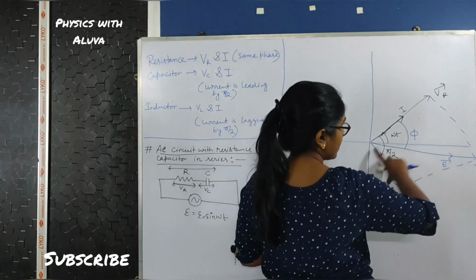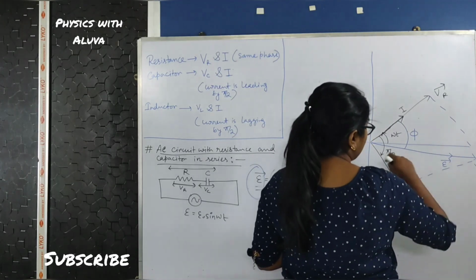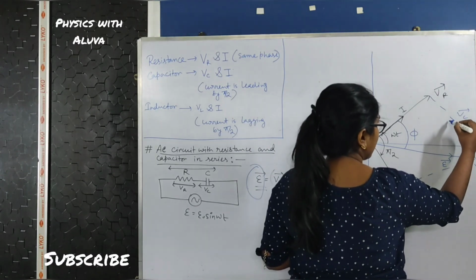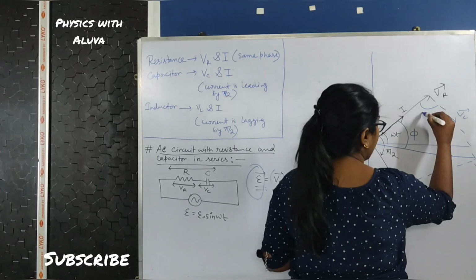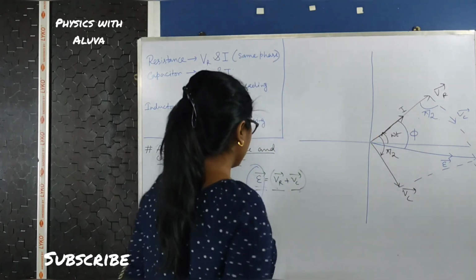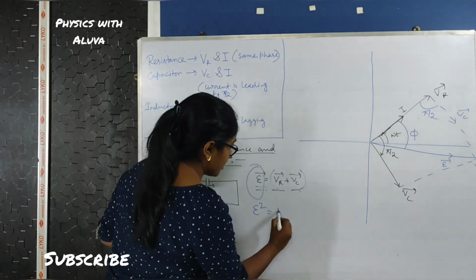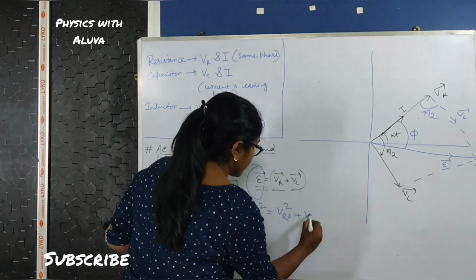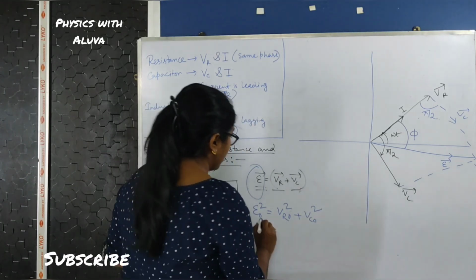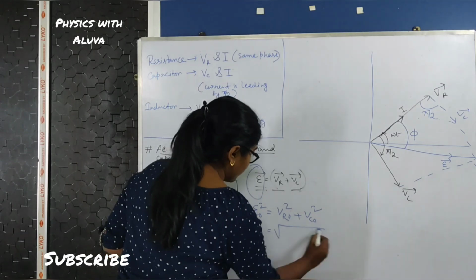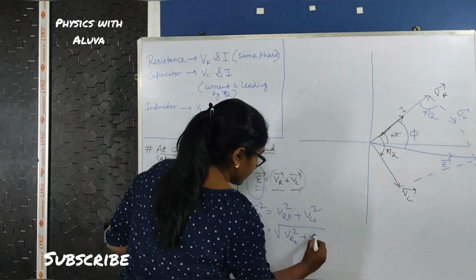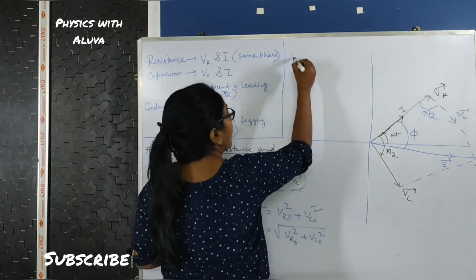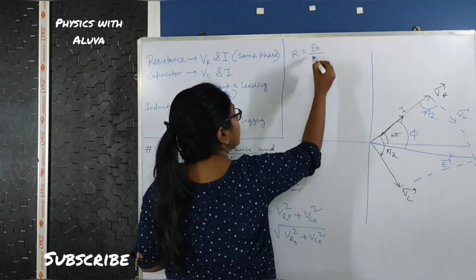And this is VC, so this will also be VC. And the angle between VC and VR is pi by 2. Okay. So from here we can write that epsilon squared is equal to epsilon naught squared, the magnitude, VR naught square plus VC naught square. We can write this, and from there epsilon naught is root over VR naught square plus VC naught square. And we have already done in our previous video that R is equal to epsilon naught by I naught, right?